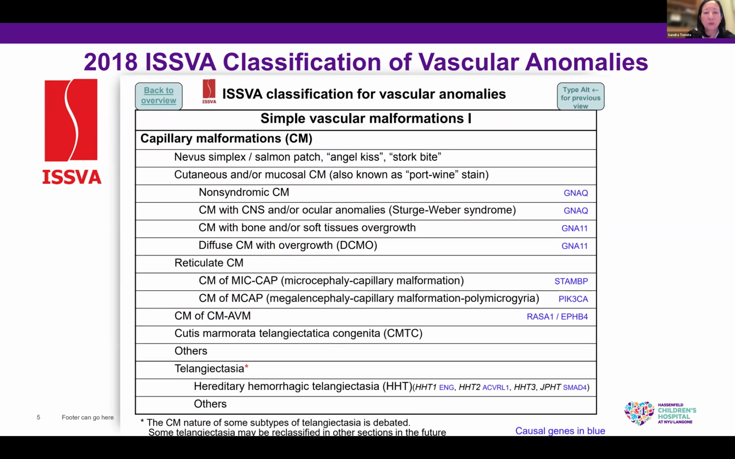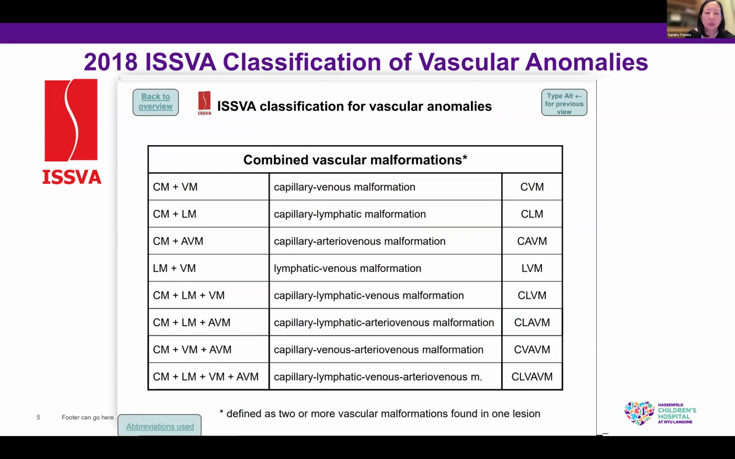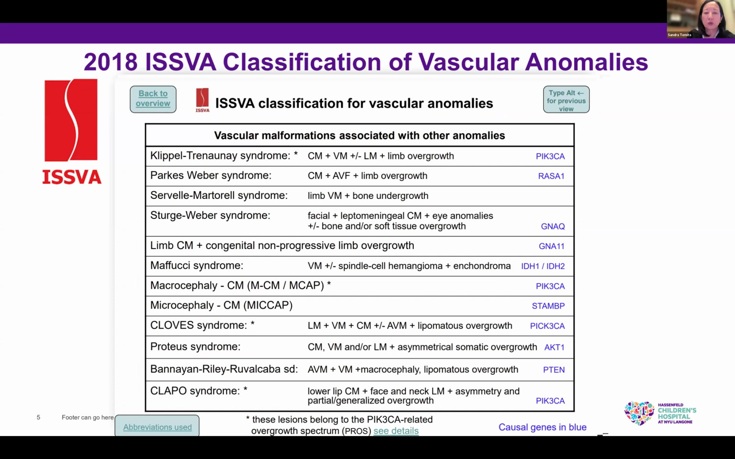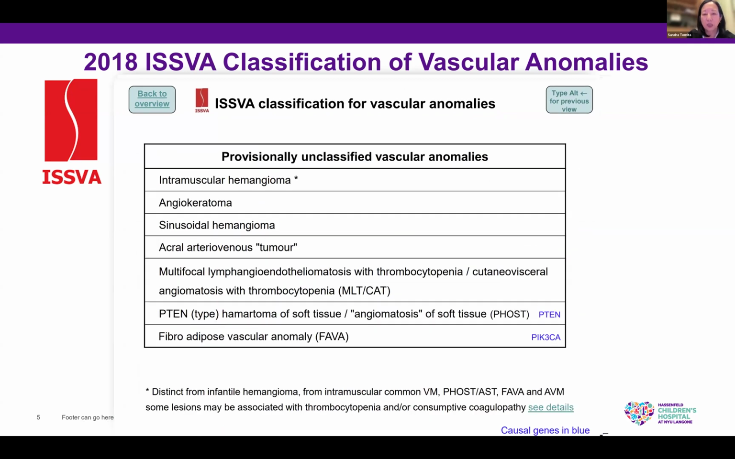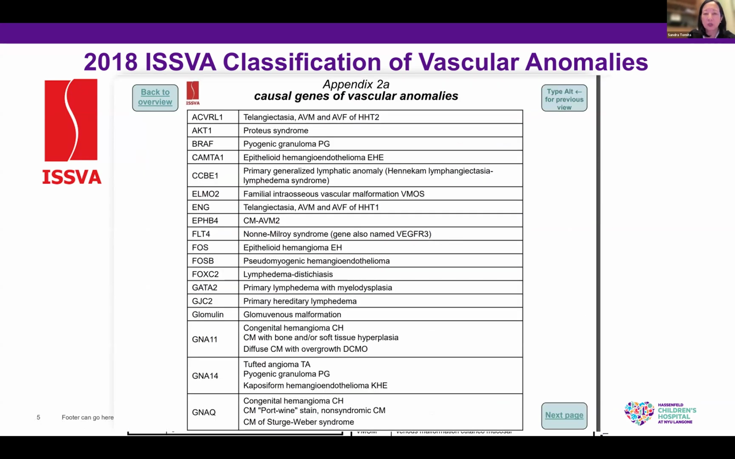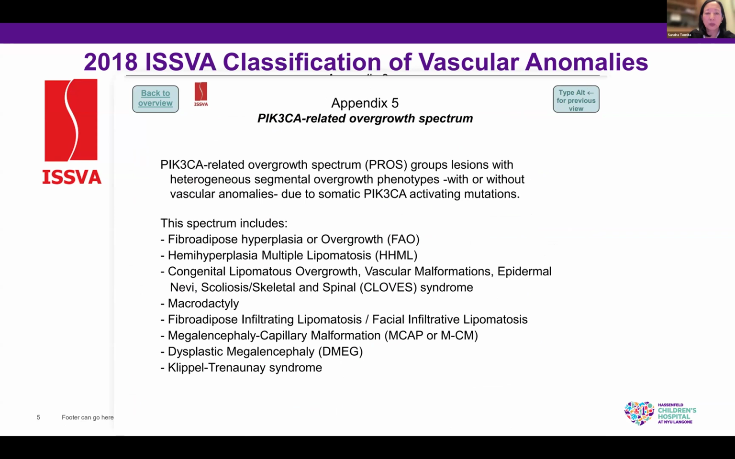The vascular malformations are classified by vessel type, so capillary, lymphatic, venous malformations, arteriovenous malformations, and combined vascular malformations. ISVA also has anomalies of major named vessels, and there's a list of syndromes that are associated with vascular malformations, and a list of unclassified anomalies, including PTEN and FAVA. In addition to an appendix which has abbreviations, there's a list of causal genes of vascular anomalies, a list of coagulation disorders that's associated with many of these anomalies, and a list of PIK3CA-related overgrowth anomalies.